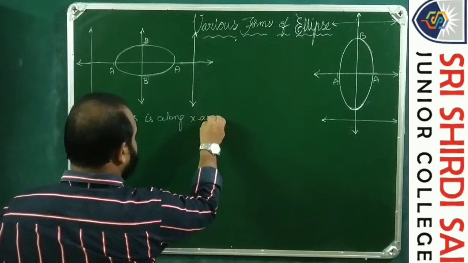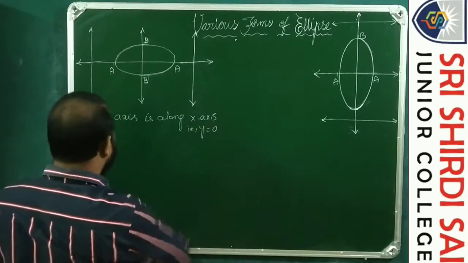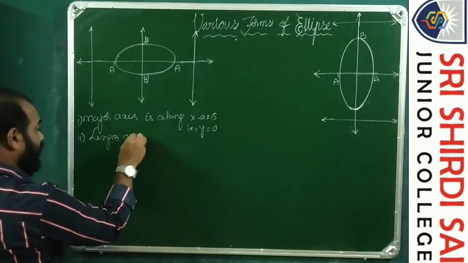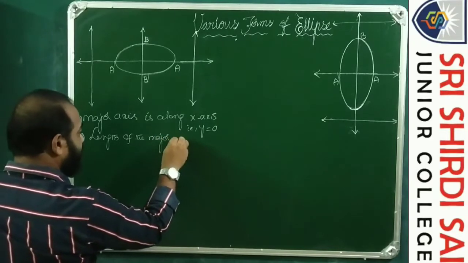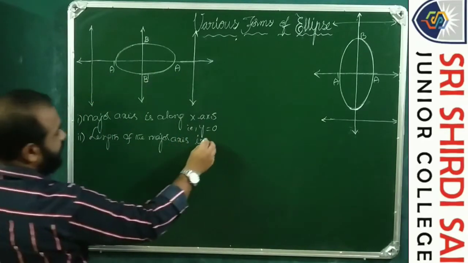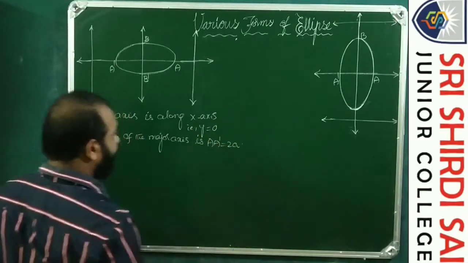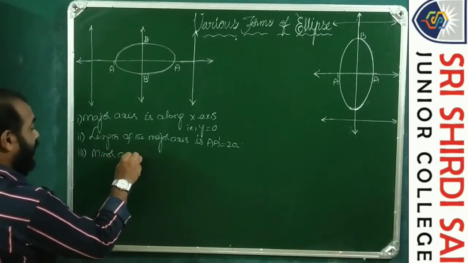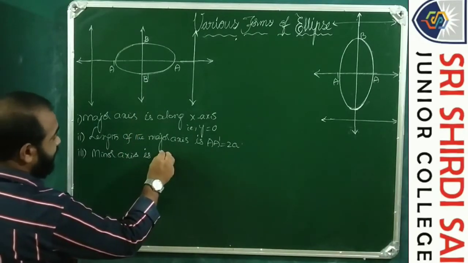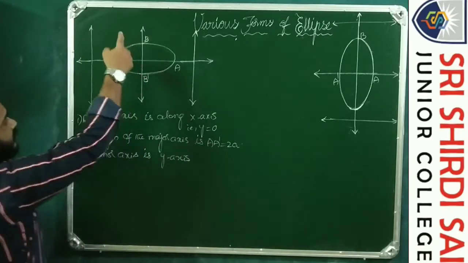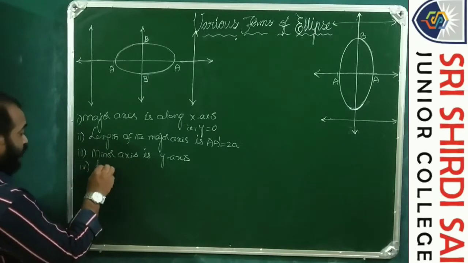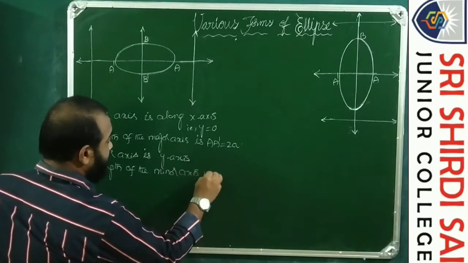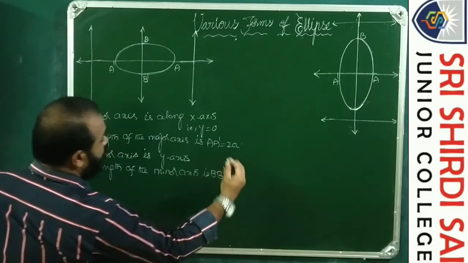x-axis, that is y equals 0. Therefore, the length of the major axis A dash is equal to 2A, and the minor axis is the y-axis. The length of the minor axis B dash is equal to 2B.